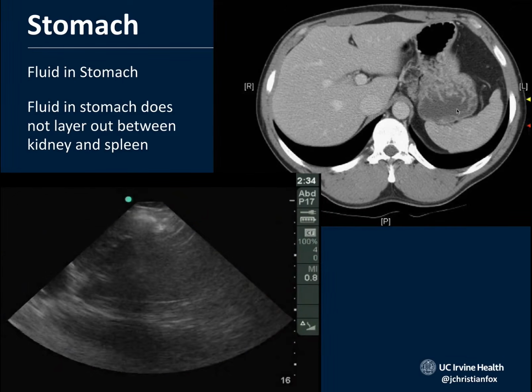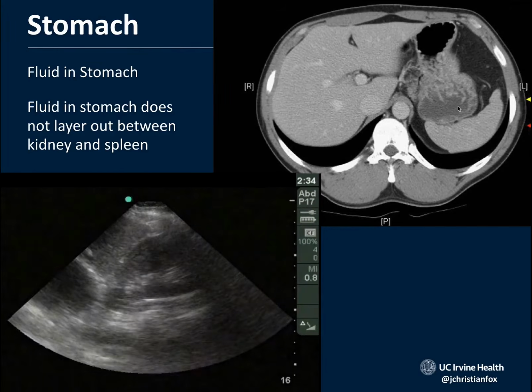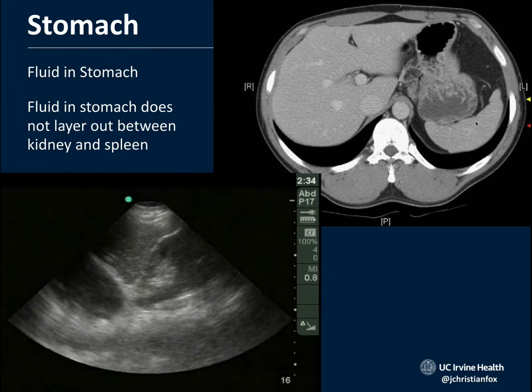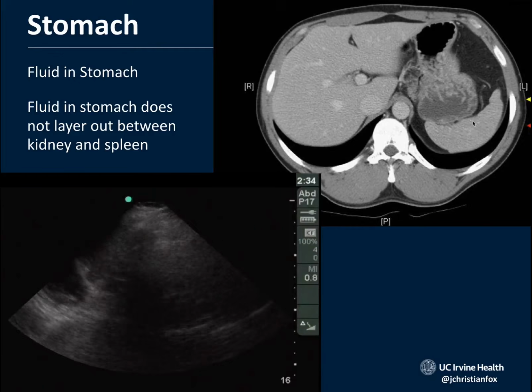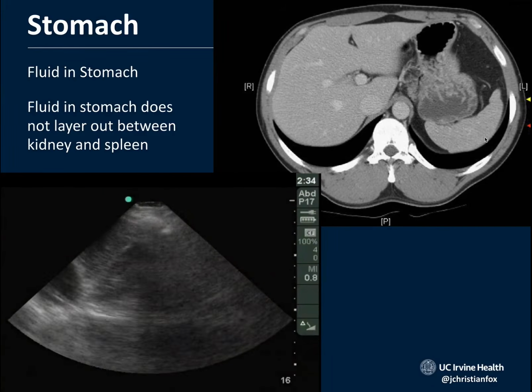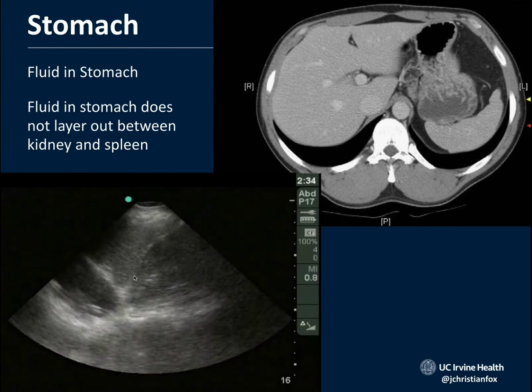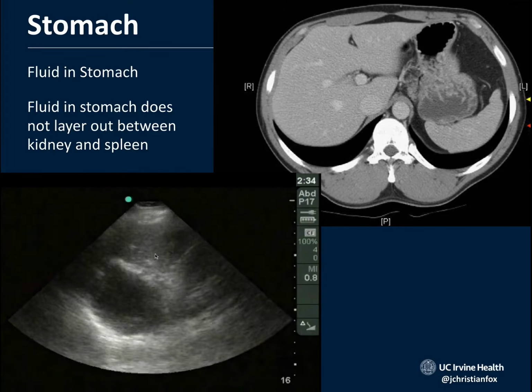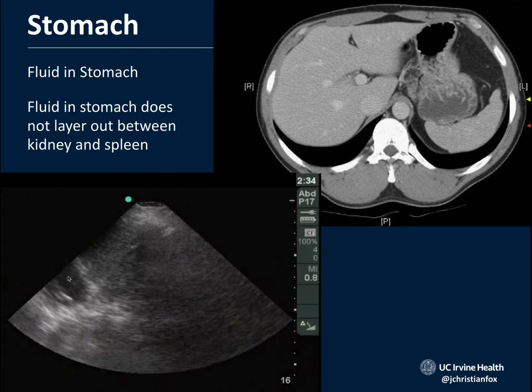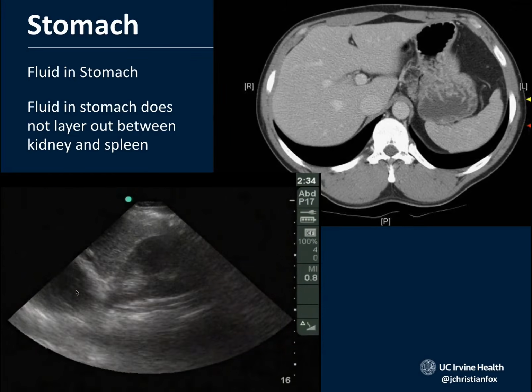And you can see that if you're pretty anterior, the kidney's not even in the picture. You'll just see some fluid here within the stomach adjacent to the spleen. Some people mistake that for intraperitoneal fluid, when in reality you know now that intraperitoneal fluid layers out between the spleen and the kidney. It's not found separately in this encapsulated structure here, the stomach.